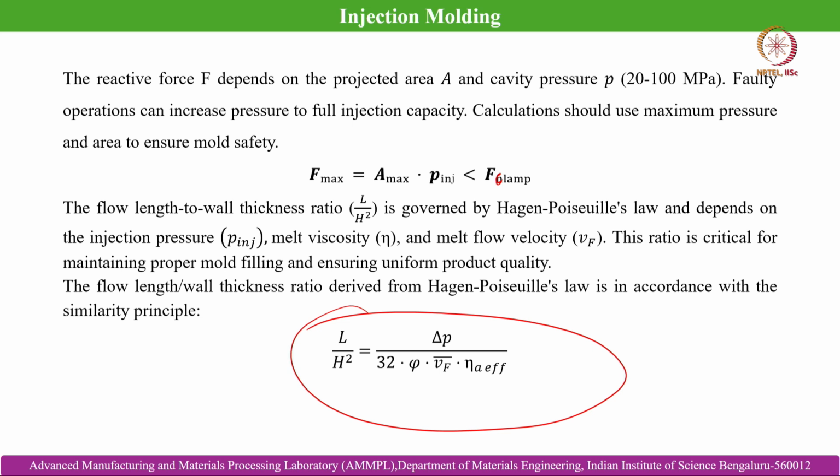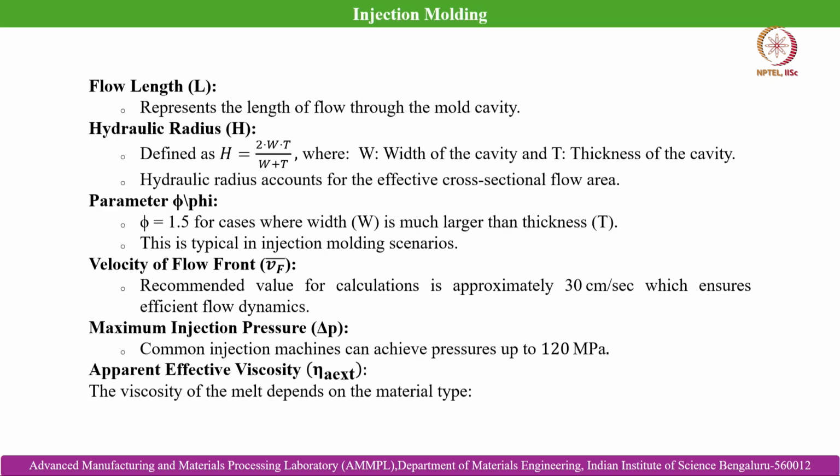So, eta effective is the melt viscosity. So, this is how we can achieve it. Then injection molding full flow length represents the length of flow through the mold cavity, and hydraulic radius h is defined as h equal to 2 into W into T by (W plus T), where W is the width of the cavity and T is the thickness of the cavity. So, hydraulic radius accounts for the effective cross sectional flow area.